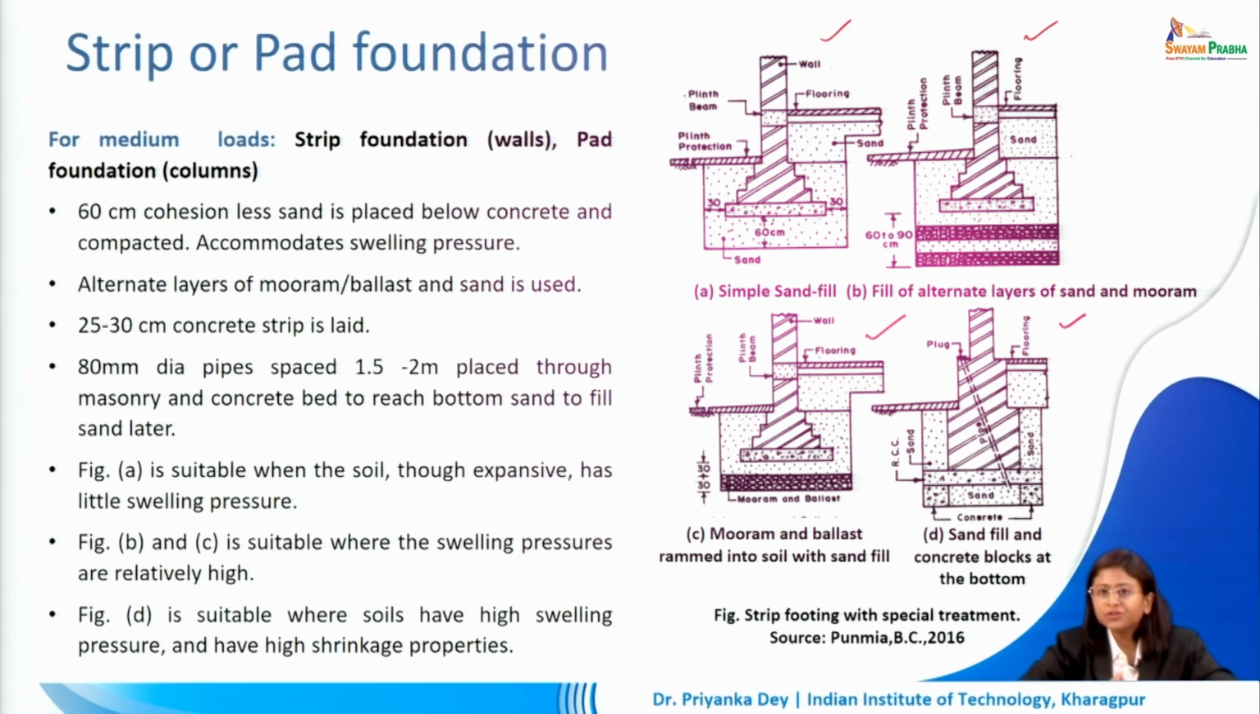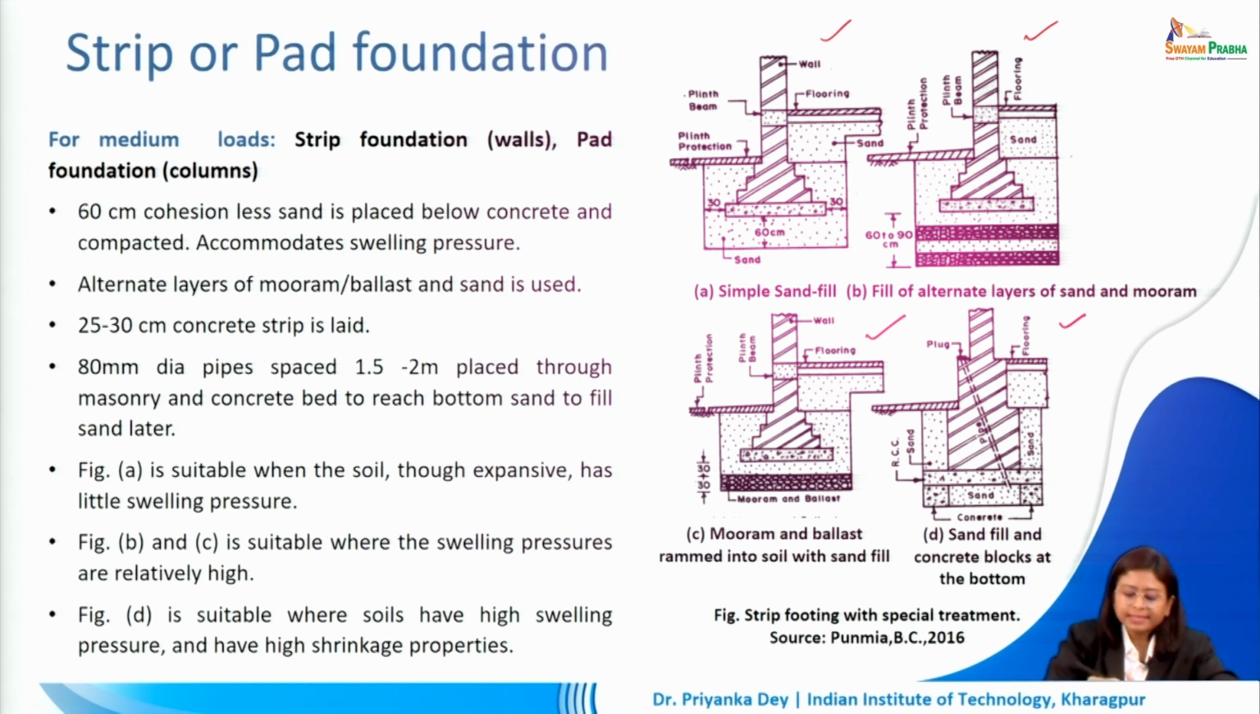Now what we are trying to do is we are trying to create alternate layers of sand and murram so that we can create an accommodation for this change in volume that is happening in the soil. So 25 to 30 centimeter of concrete strip is laid on top of subsequent layers of sand or murram or ballast.